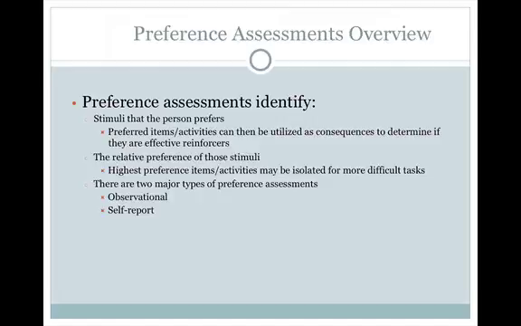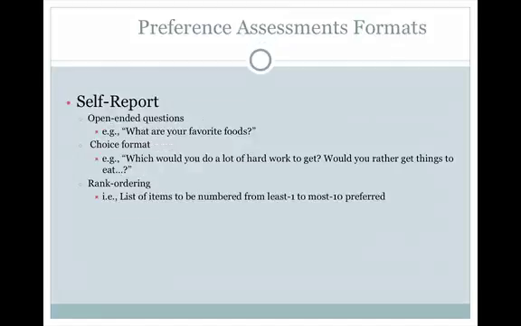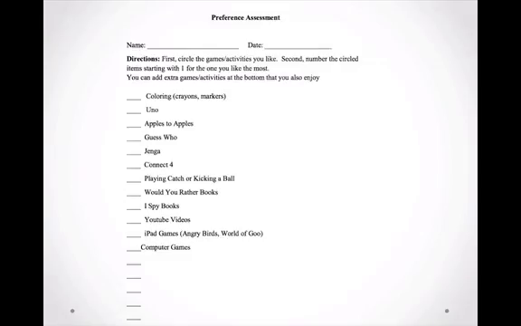And preference assessments are generally done either observationally or via self-report. Self-report might be kind of an interview, asking the individual, what's your favorite food? What are your favorite toys? What things do you like to do when you have free time? Or what would you do a lot of work for to get? And we can then rank order for the individual which items they like the most.